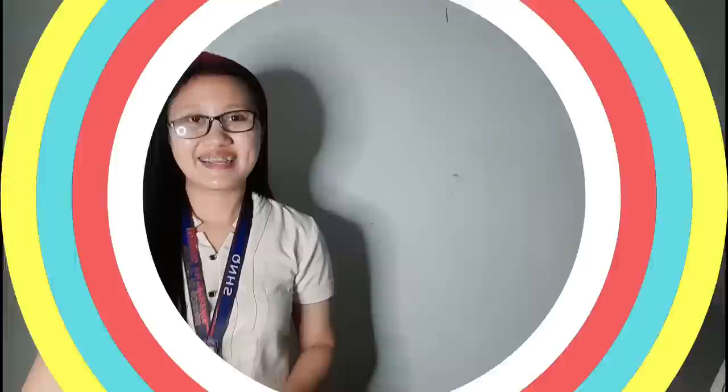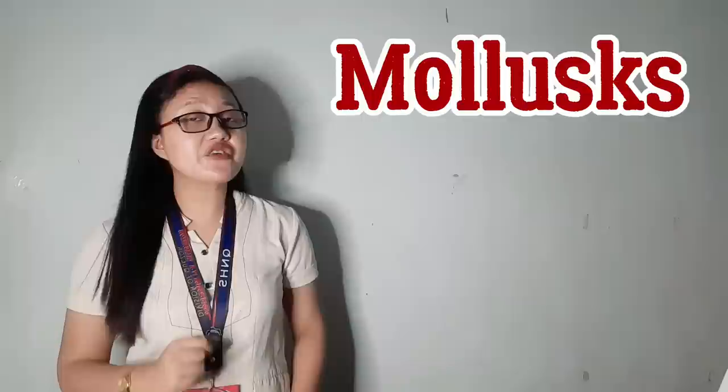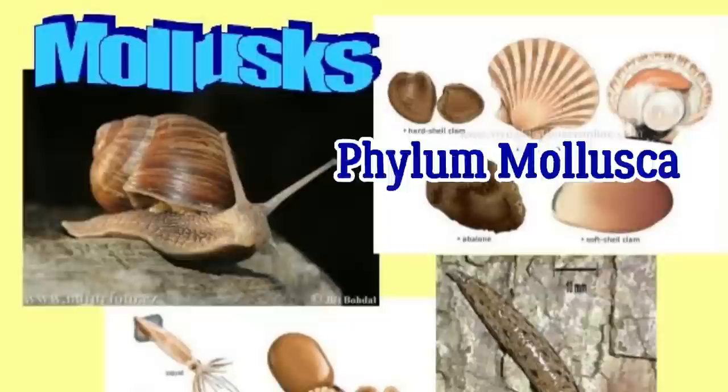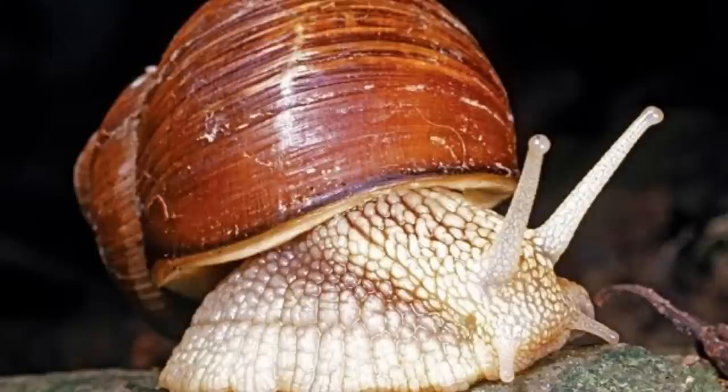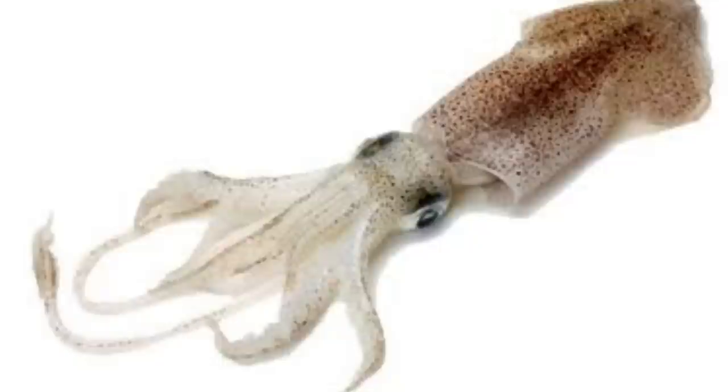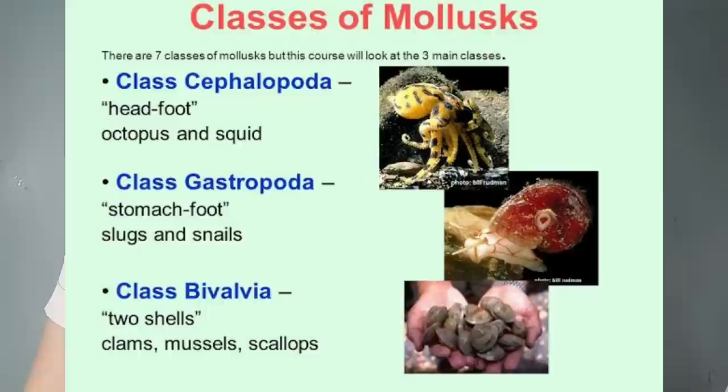Next, we have the mollusk. And mollusks belong to Phylum Mollusca. They are soft-bodied invertebrates with most of them covered by a shell. They have complex respiratory, reproductive, circulatory, digestive, and excretory systems functioning together for their survival. The mollusk body has three parts: a muscular foot for locomotion, a mantle that produces the shell, and visceral mass that contains their internal organs. Mollusks consist of three classes: the gastropods, bivalves, and cephalopods.